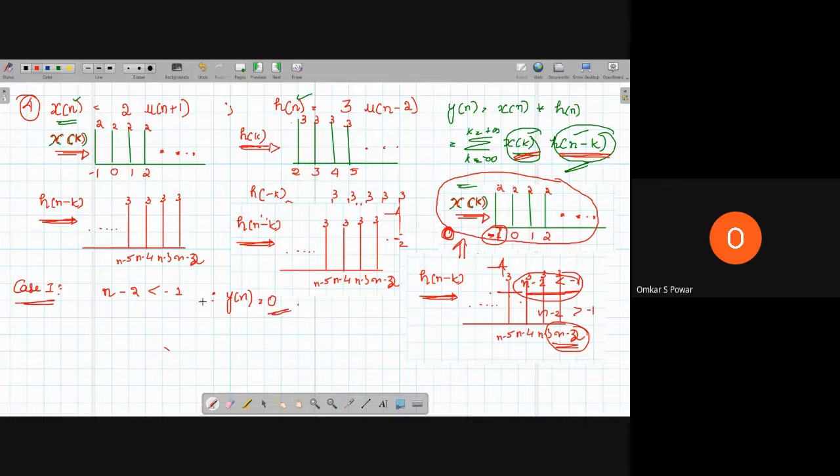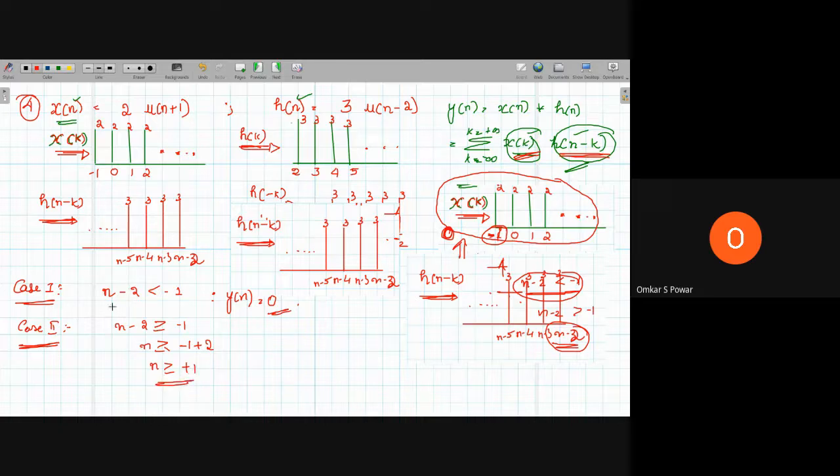We will take case 2. Case 2, when this moves, that is n minus 2 is greater than or equal to minus 1, then n will be greater than or equal to minus 1. Minus 2 will go that side, it is plus 2. So n is greater than or equal to plus 1. Okay. So this is case 1. So this is case 2.